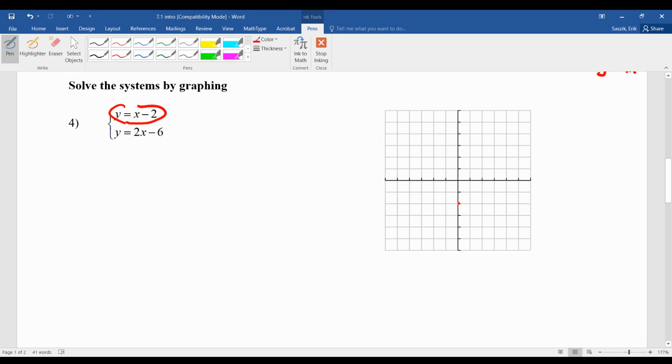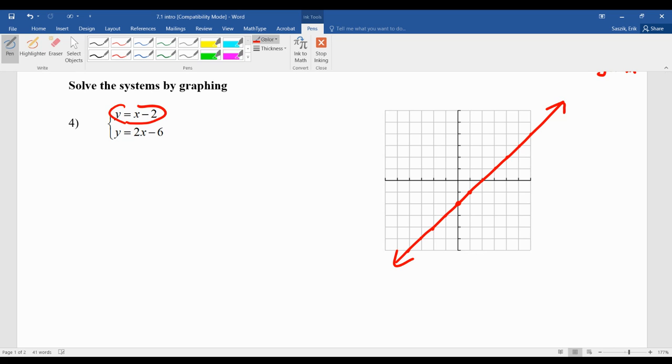It's in mx plus b form. There's the y-intercept. My slope is that invisible 1, so that means up 1 over 1. Now I'm going to make a bunch of points. Before, when we were graphing lines, I would often only do 2 points and then draw the line. I'm going to move with the slope a bunch of times, and you'll see why.